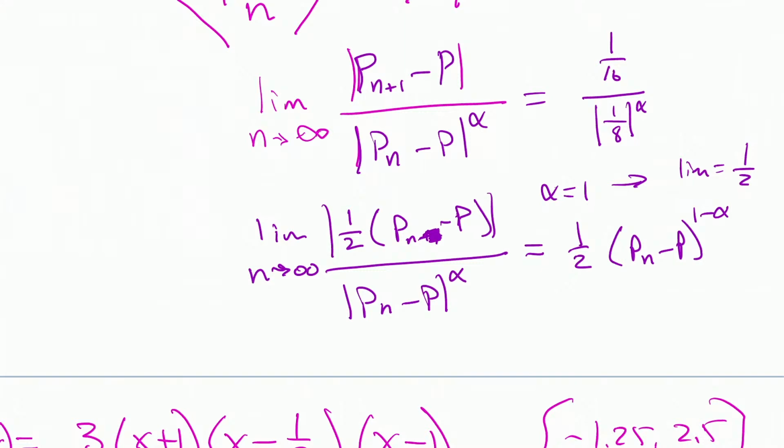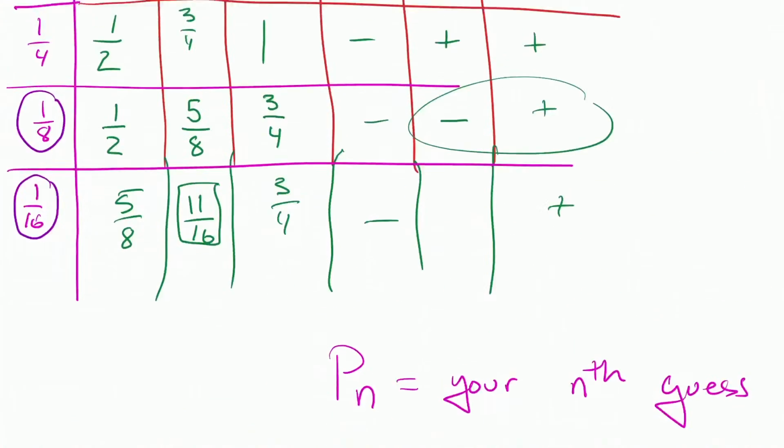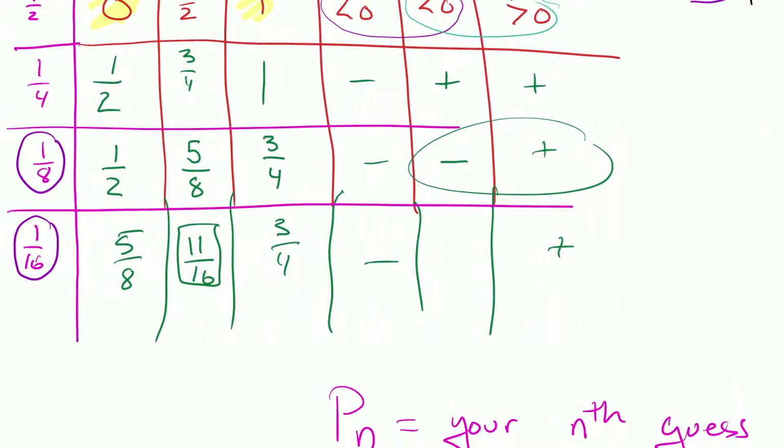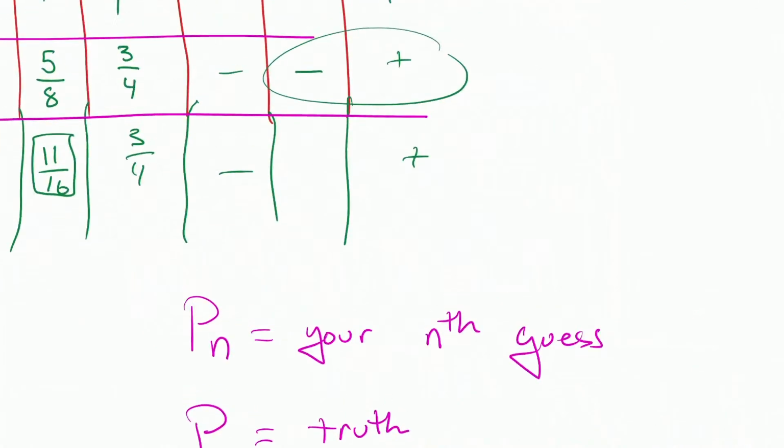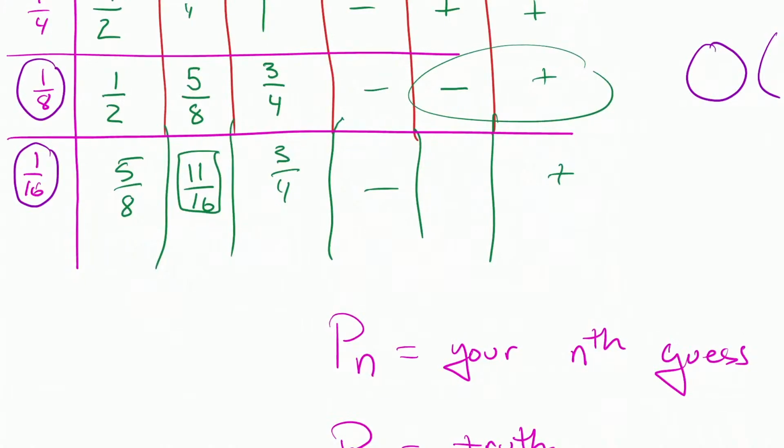So anyway, that's the deal there. So this thing has an order of convergence of 1, first order convergence. And then we can talk about the big O. So the big O of this, this one is big O of 1 over 2 to the n. Mainly because this is exactly 1 over 2 to the n.